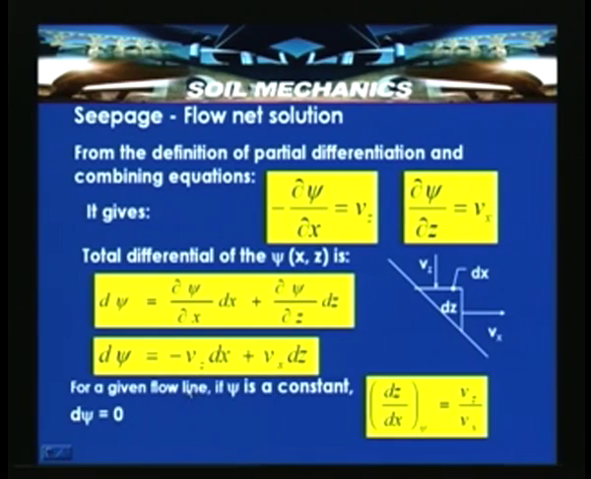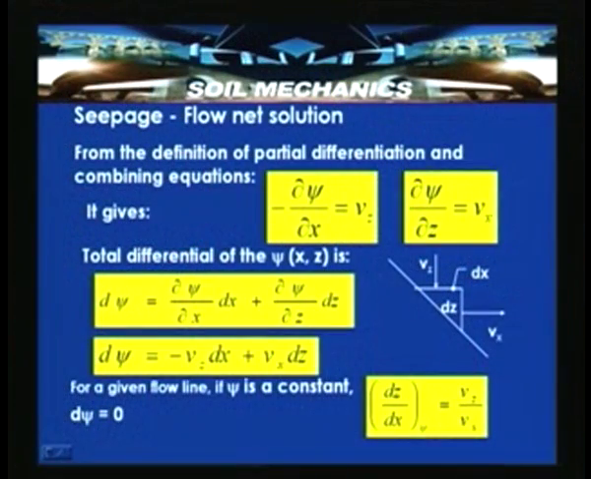So, for a given flow line, if ψ is constant, then dψ is equal to 0. So, equating this equation that we deduced for the total differential of ψ(x,z) to 0, we will get dψ is equal to 0 is equal to minus Vz dx plus Vx dz. So, with that what we get is that the slope of the stream function, dz by dx of ψ, is equal to Vz by Vx.